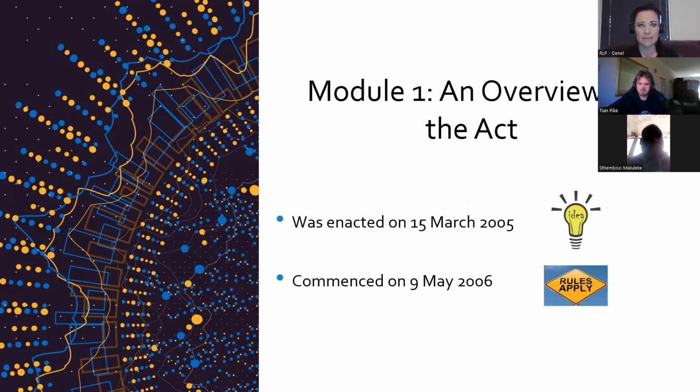But then the commencement date, now it's no longer an idea. Now it's an actual piece of legislation. Now we have to start following the rules. So the difference between the two is the first date, the enactment date, was where they only had an idea to better manage the credit industry, but the commencement date was where we actually had to start following the rules. So from 9 May 2006, the rules were applied and we had to follow them. Okay.